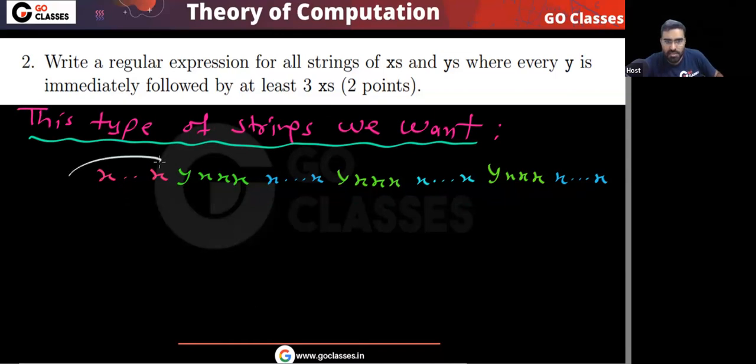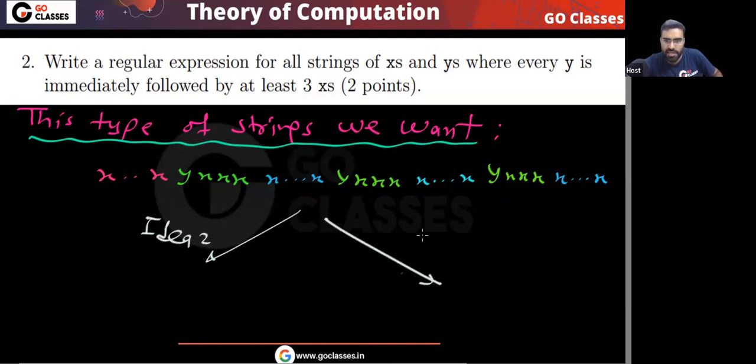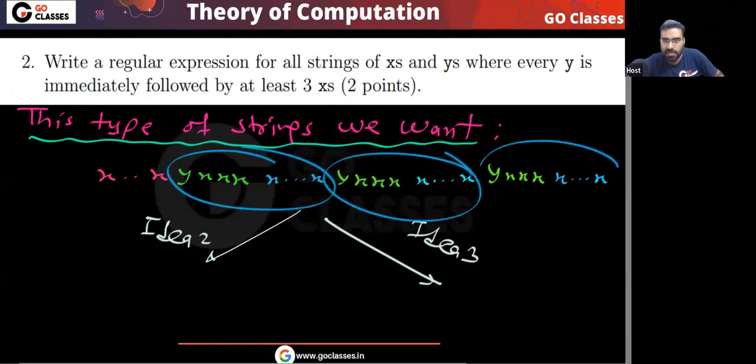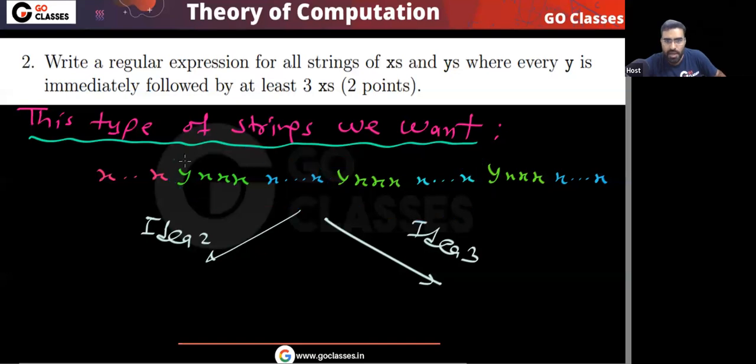Now, from this you can create many ideas. From this you can create idea number 2, and from this you can create idea number 3. If you say that this is repeating, then idea number 2 will come. And if you say that this is repeating, then idea number 3 will come. So very simple.